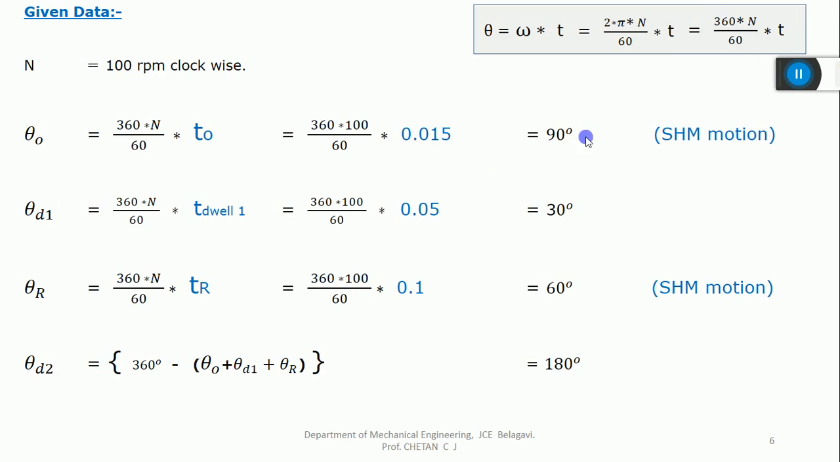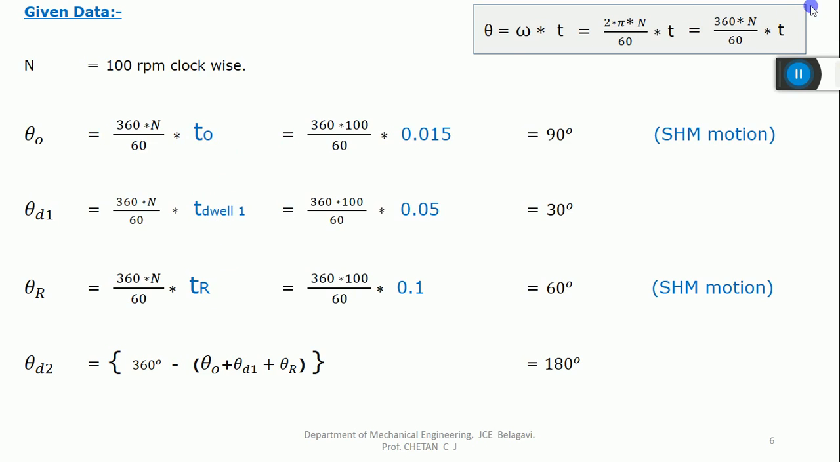So I need these angles, the outstroke angle, the first dwell angle, return stroke angle, and the second dwell angle to draw the displacement diagram as well as the cam profile. But the angles are not given. Instead of that, I know the timings: time for outstroke, first dwell, and the return stroke.